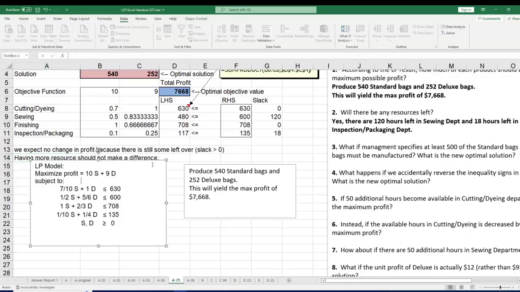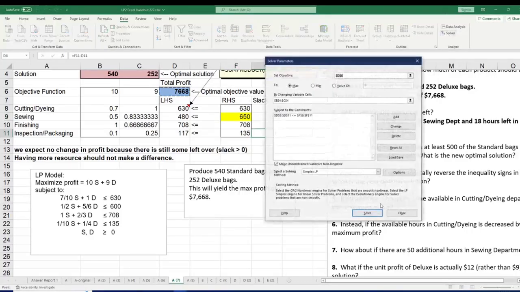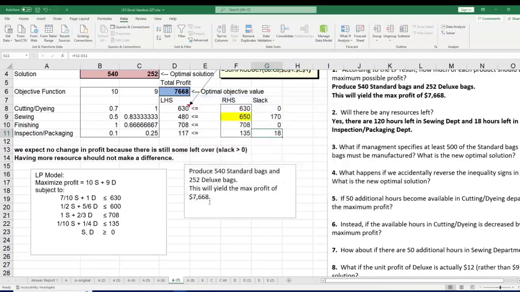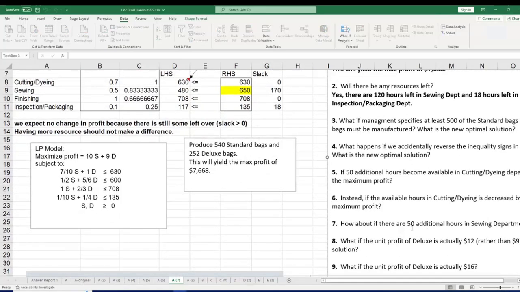But we could of course just check to make sure we are right. Now which one am I talking about? Oh, sorry, this one. That's sewing. I could change it to 650, and then run it again. Did it make any difference? Nope. So we verified it. Here we could say no difference in profit. Okay, now let's go over to 8.